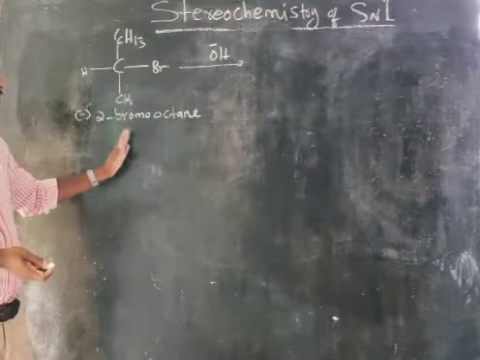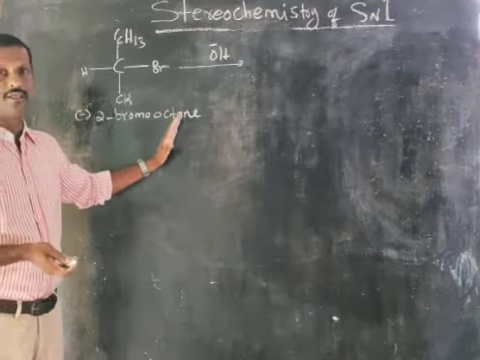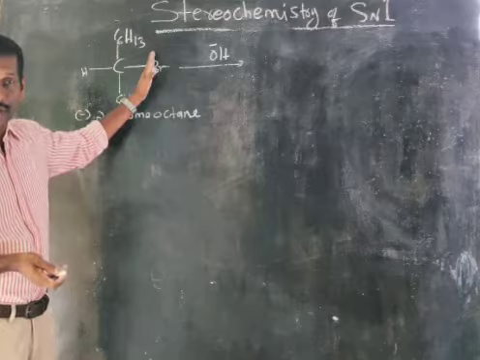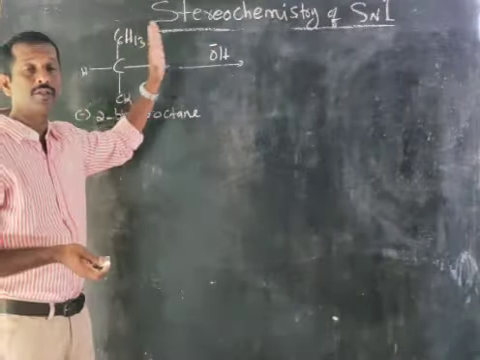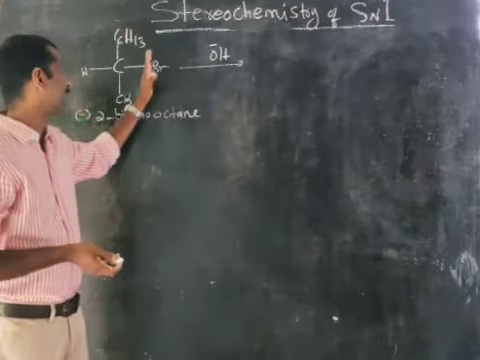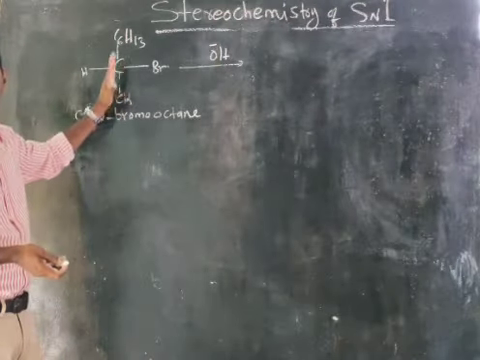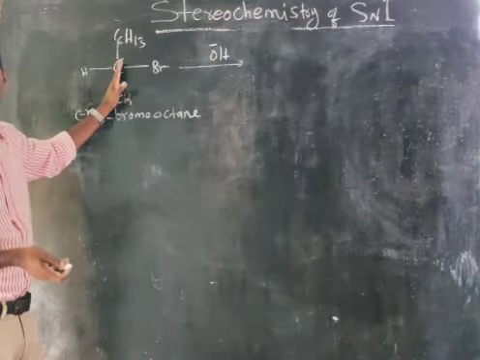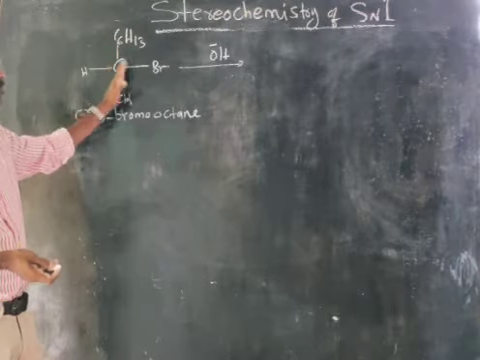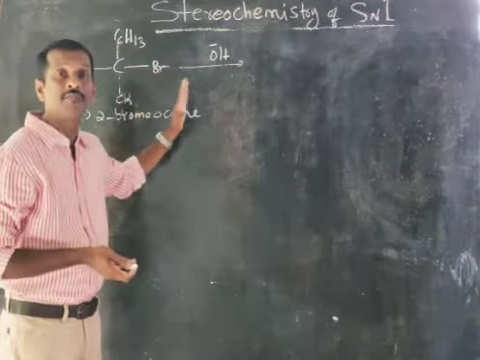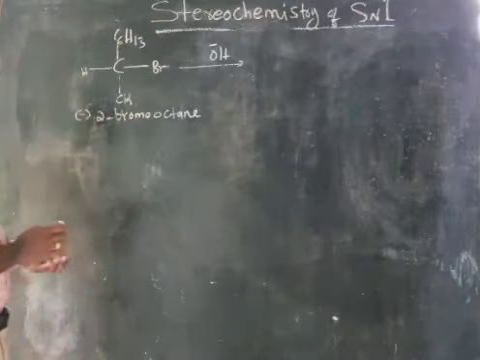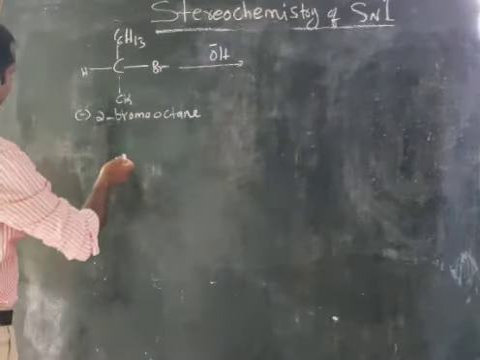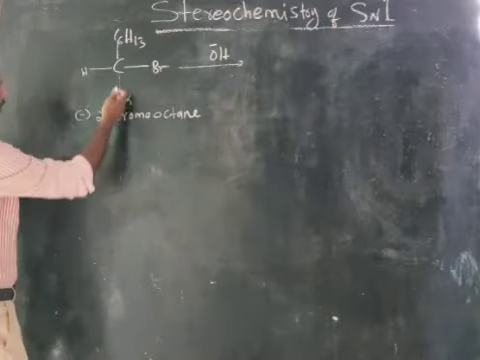I am taking 2-bromo octane as an example. This compound is optically active, and it is undergoing SN1 reaction. That means a strong nucleophile, OH minus, is attacking on this compound. Now, what is the mechanism of this reaction, or what is the stereochemistry of this reaction? I can write it here.